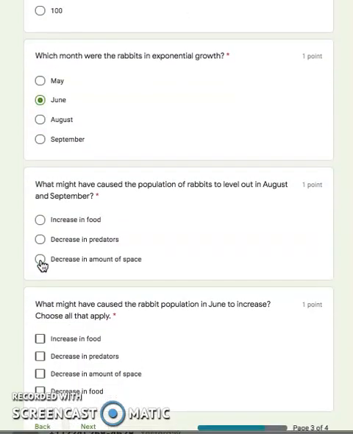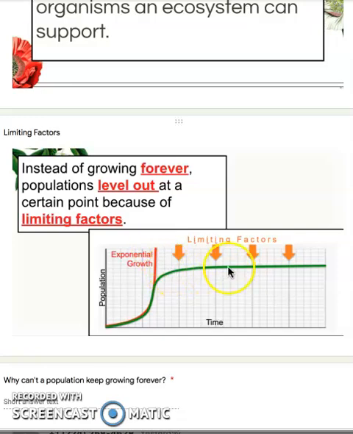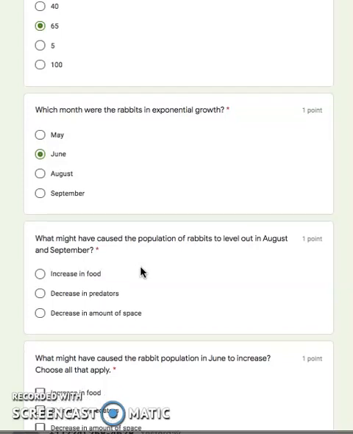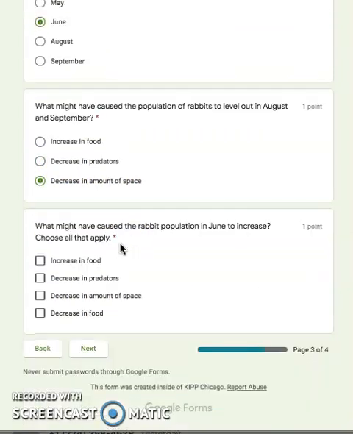Next question, what might have caused the population of rabbits to level out in August and September? So remember, the reason why a population begins to level out is because of its limiting factors that you learned about yesterday. And so out of these three, it looks like the limiting factor is definitely decrease in the amount of space, because a decrease in predators would not cause a population to decrease. It would actually cause it to increase because there's not a lot of predators going out and eating them. An increase in food would also cause that population to increase as well.